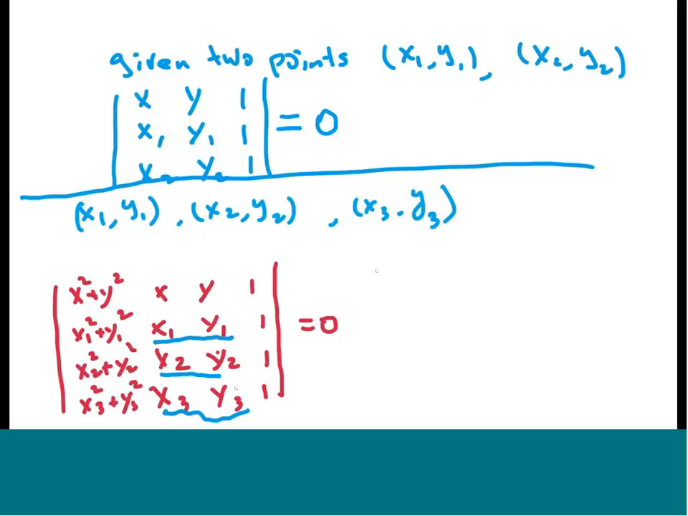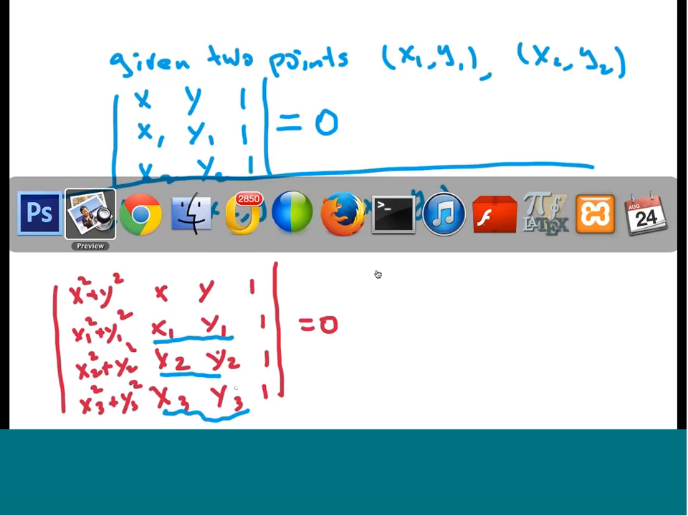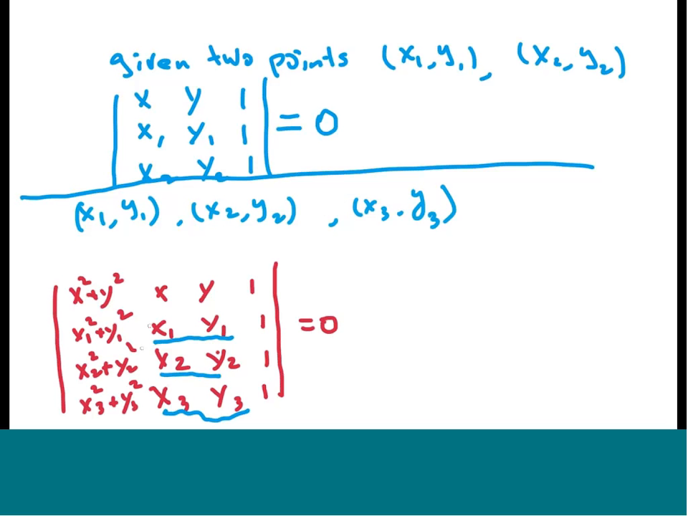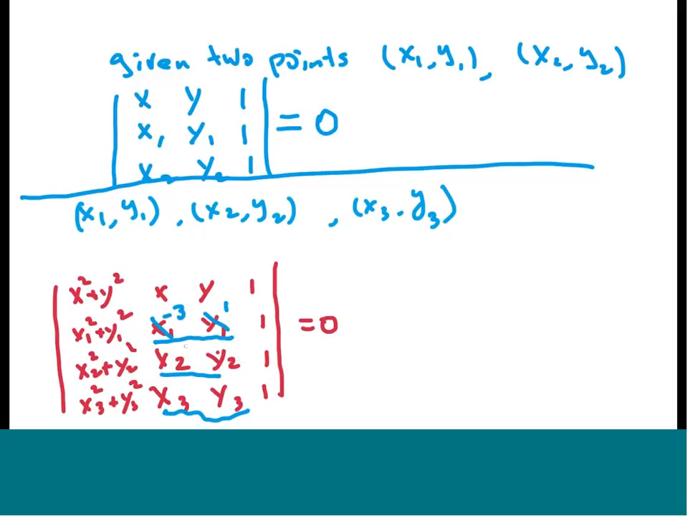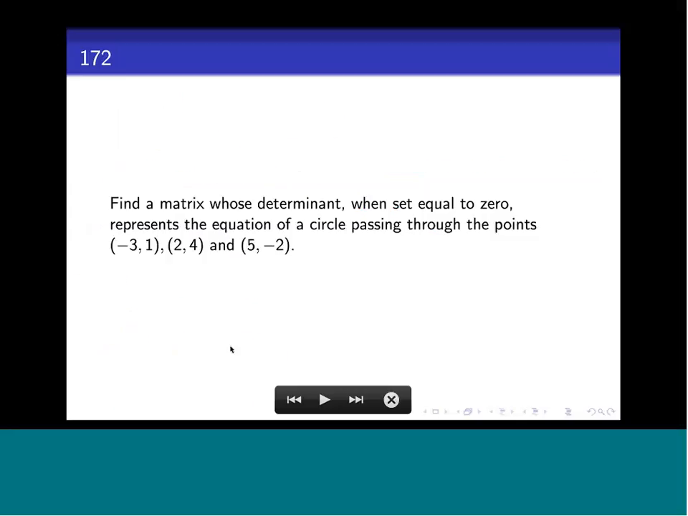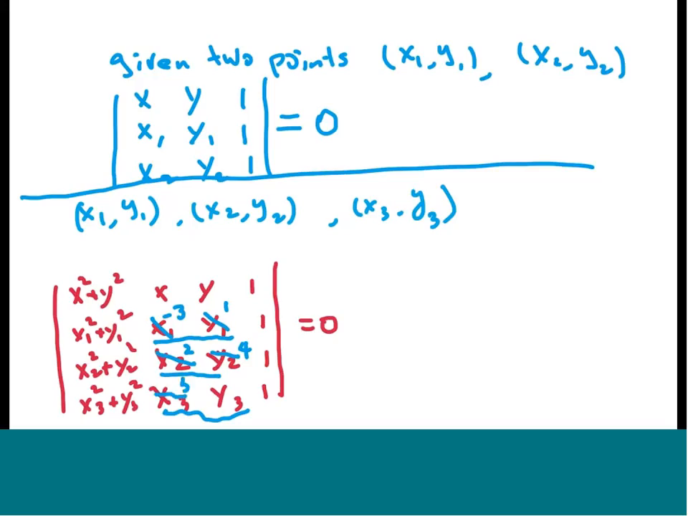So in our example, it's minus 1, 3 here. Minus 3, 1. That's 2. That's 4. That's 5. It's minus 2. So here is 10. So here is 20. Here is 29. That's all.